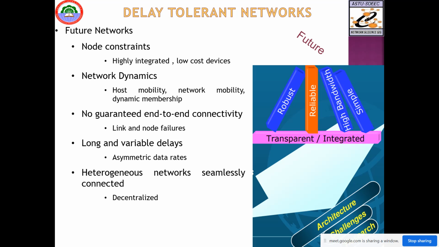So when we are integrating the heterogeneous networks, we need to consider the node constraints, the mobility of that particular node, and end-to-end connectivity. In the case of a delay tolerant network, there is no guarantee of end-to-end connectivity. When compared with other networks, the DTN network has a higher error-prone percentage, and based on the category of network, the delay may vary from one connection to another.